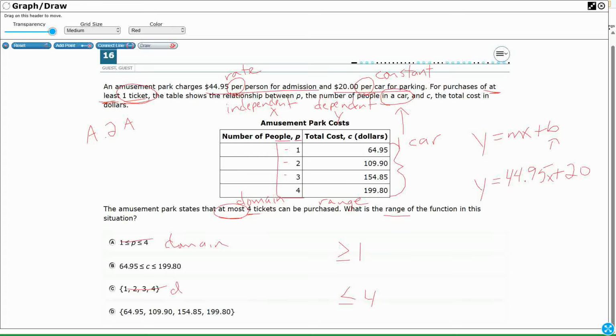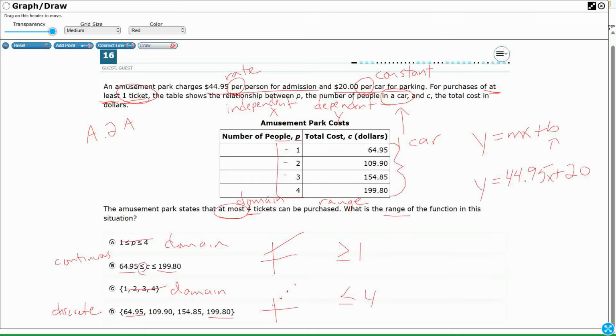So we're looking at B and D. And they look similar, except this one is what we call continuous. So if you were to graph this, it would look like this. This is what we call discrete. That means if you were to graph this, the line would be in the same location, but it would be filled with dots instead. So our question is, they both go from 64.95 to 199.80.